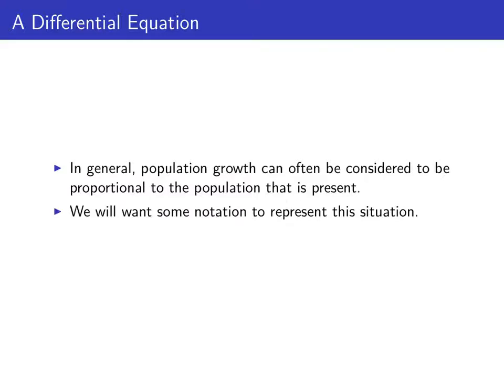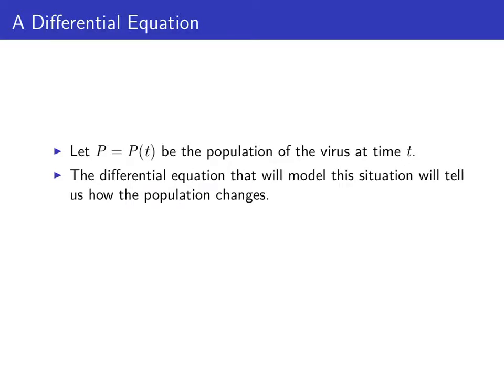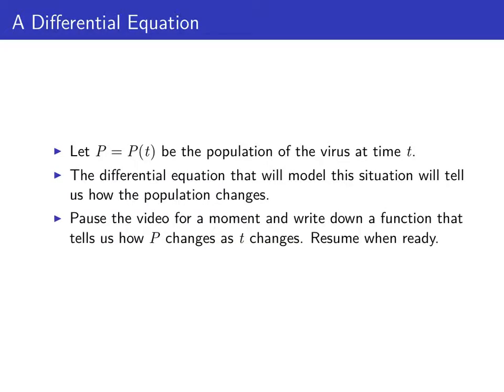To make this more clear from a mathematical perspective, we'll want some notation. So let's let p equal p of t be the population of the virus at time t. So p is a function of time. The differential equation that we're going to build to model this population growth is going to tell us how the population changes over time. So we're going to need a function that tells us how the population changes. Pause the video for a moment and write down such a function, and then resume the video when you're ready.